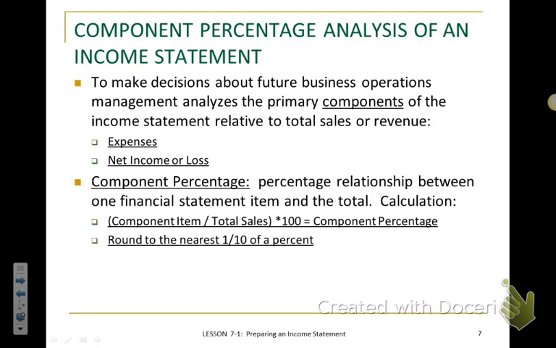The component percentage is the percentage relationship between a financial statement item and its total. It's calculated very simply by taking the component item, dividing it by the total, and multiplying it by 100 to get the percentage. In our scenarios, we're going to round to the 10th percent, 1/10 of a percent.